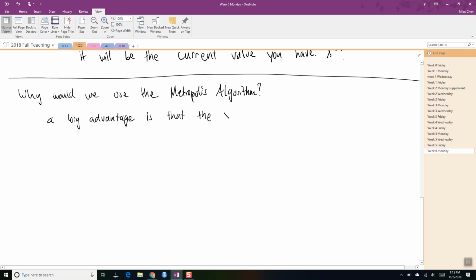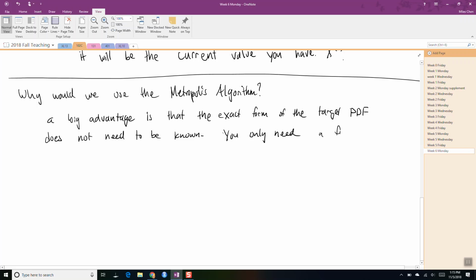is that the exact form of the target PDF does not need to be known. Okay? You only need a function that is proportional to the target PDF. Okay, so how can this help us in Bayesian statistics? So I will say this is helpful for Bayesian statistics.